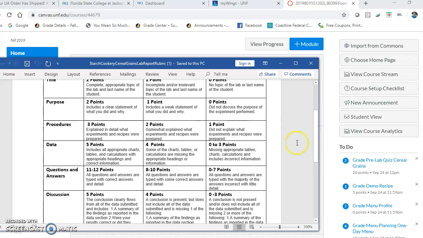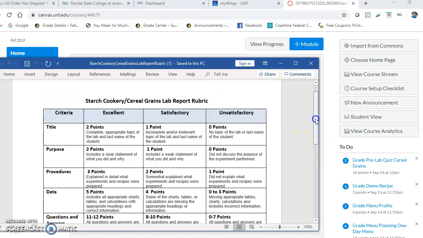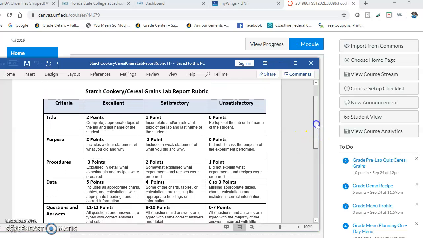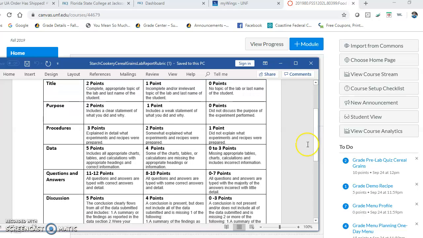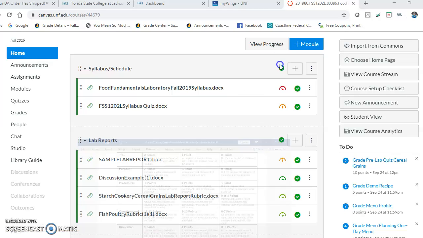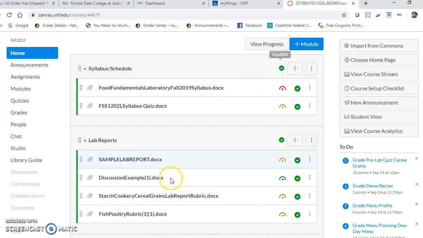So please make sure that you look at the rubric to see how the points are broken down. Make sure that you look at the discussion example and the sample lab report so that you can score high on your lab reports this semester.